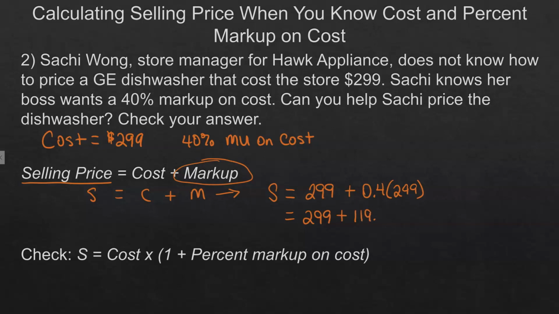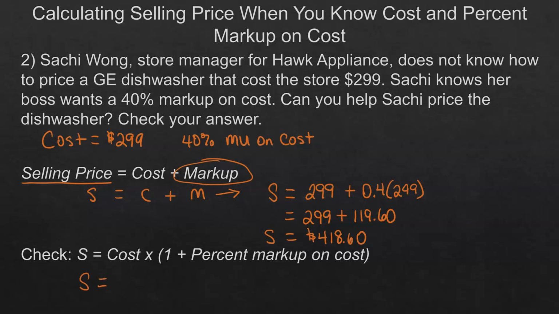So $119.60, and we see that selling price will be $418.60. And that's what we were looking for. Can't get my decimal to look right in there. Or something else is going on. Let me get that out of there. I don't know. So $418.60.